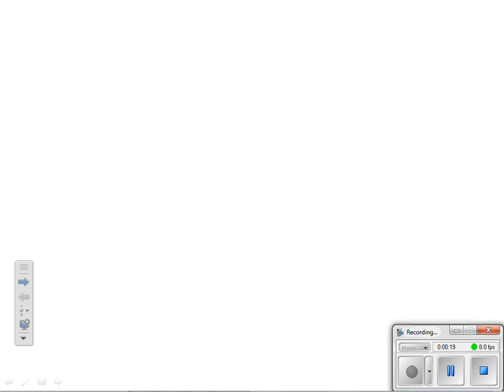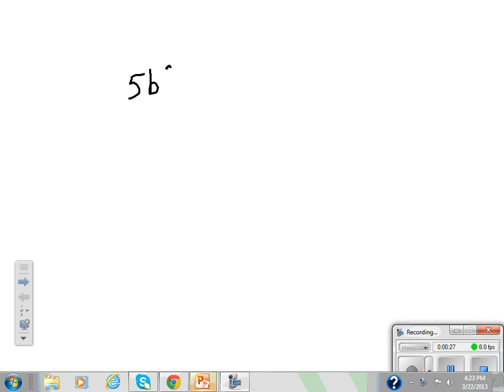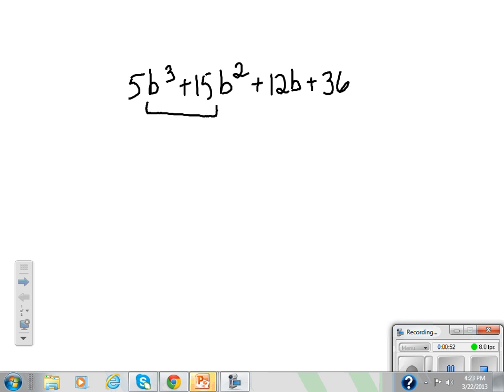Okay, so this first one starts 5b to the third plus 15b squared plus 12b plus 36. Okay, so next we want to break this problem down into 2 mini problems. We're going to look at these first 2 terms together, and then after that we'll look at the last 2 together.